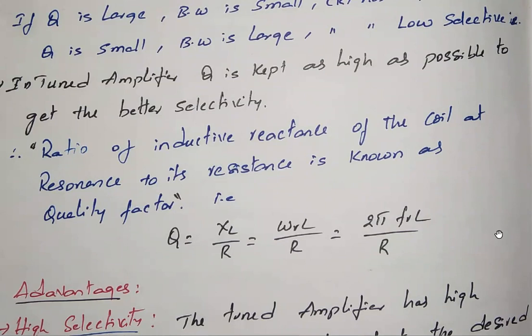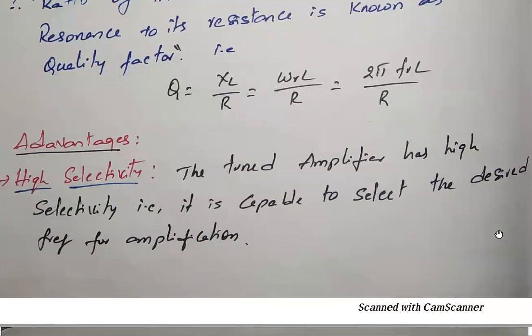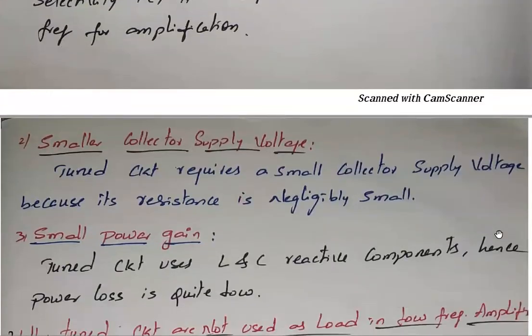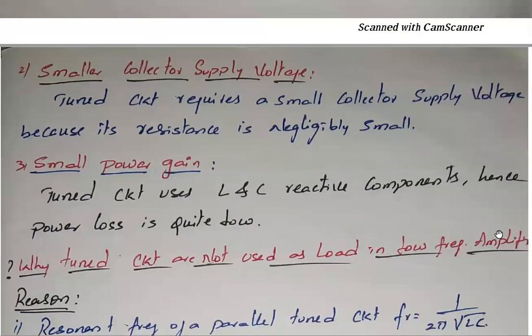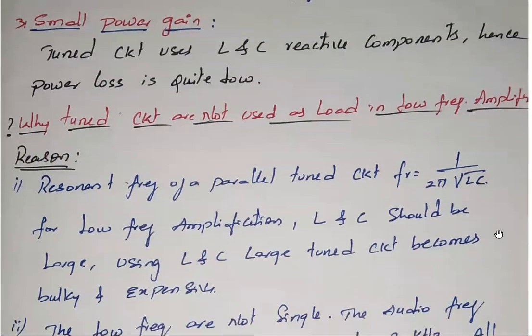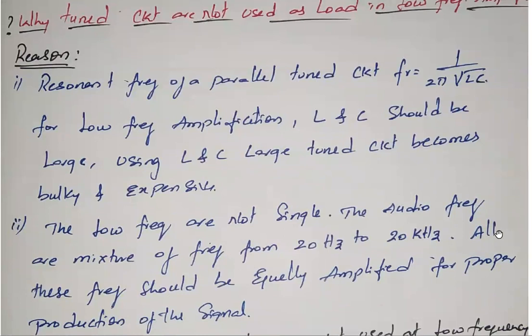Omega R is the angular resonant frequency, where omega R can be written as 2 pi FR into L by R. The advantages are high selectivity, smaller collector supply voltage, and small power gain. The reason these tuned circuits are not used for low frequency is the size of the inductors. The inductor is very big, bulky and costly. Similarly, for low frequency operation, 20 Hz to 20 kHz, this cannot be used.